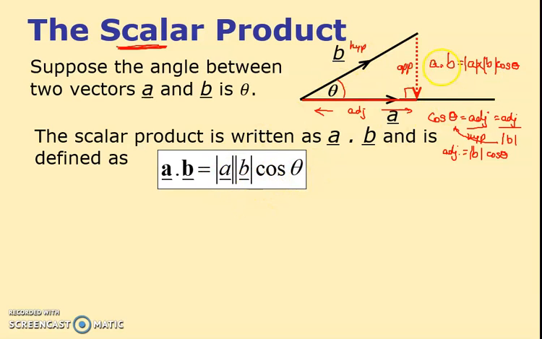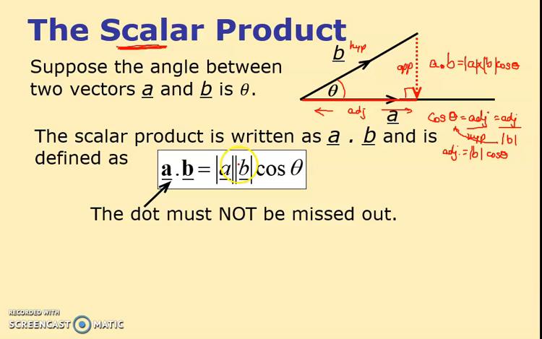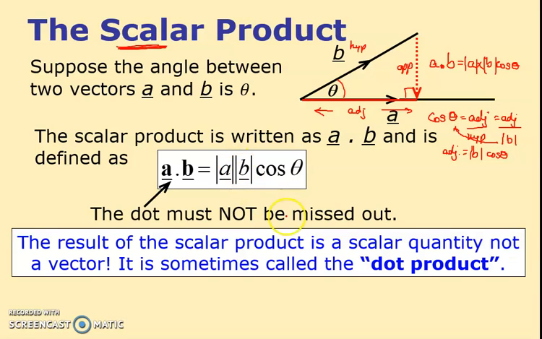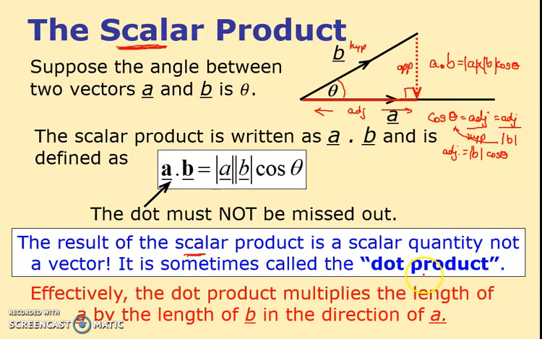And notice what I do. We call it A dot B. Don't put a cross there, because later on when we times two vectors together and we put a cross, it means something completely different. So A dot B is AB cos theta. Bear that in mind. The dot must not be missed out. It produces a scalar answer, not a vector, and it's called the dot product. And that explains what it is we're trying to do.